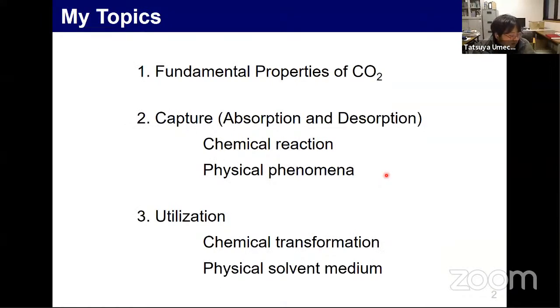There are three topics in my talk. First is about the important properties of carbon dioxide from the standpoint of environmental chemistry. Second is about absorption and desorption of carbon dioxide with liquid solution by chemical reaction and physical phenomena as carbon dioxide capture. Third is about transformation and solvent medium of carbon dioxide as utilization. I will introduce some examination of carbon dioxide capture and use in Japan.